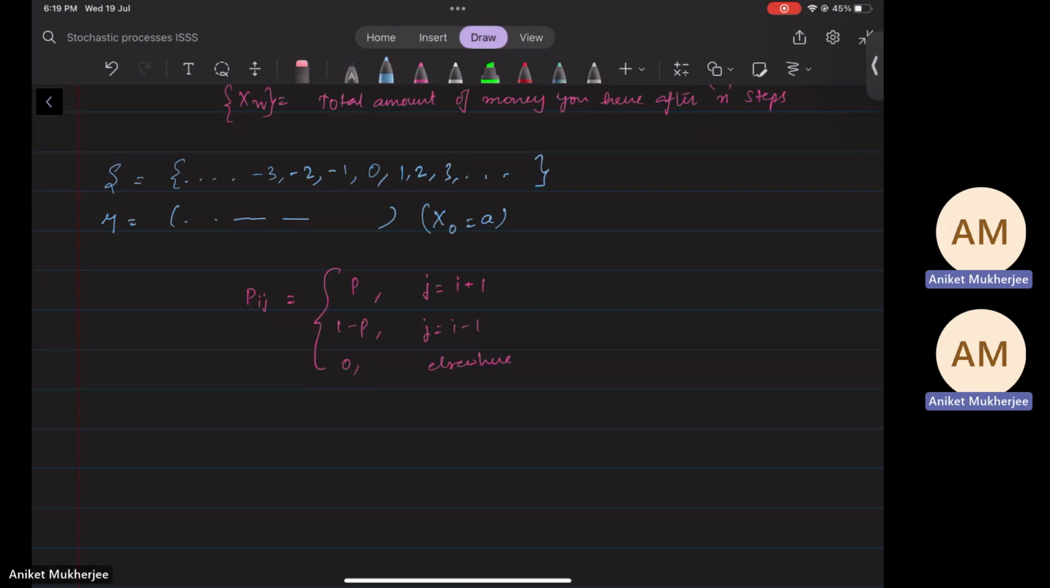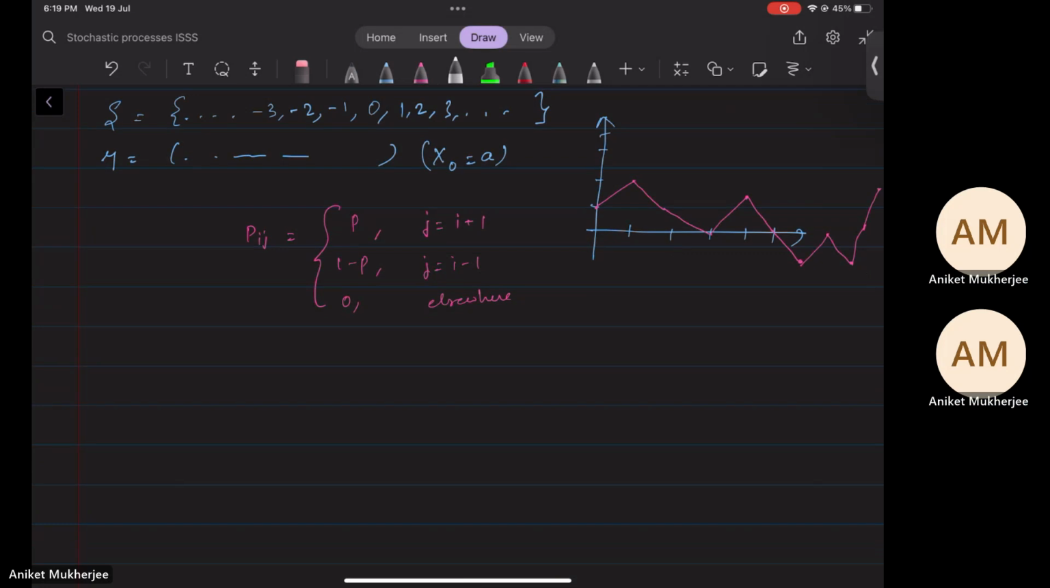So to draw it on a time axis, suppose you start at some a. With probability P you go up, with probability 1 minus P you go down, you can come back. So this is one of the sample paths of a random walk. It could be something like that, continuing on. It again doesn't matter. Okay. So this is the state transition matrix.